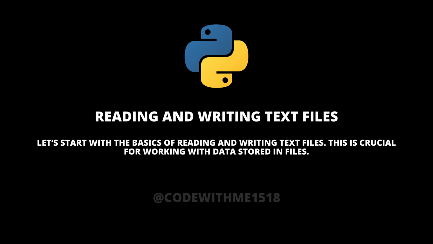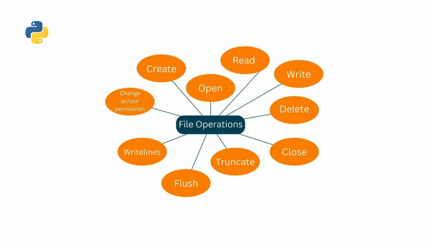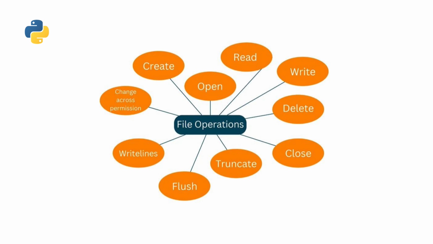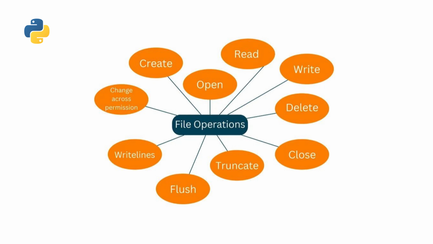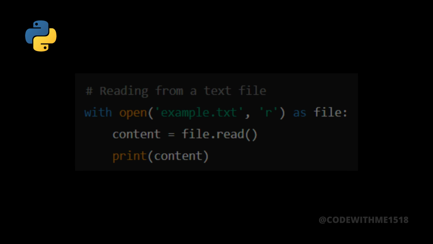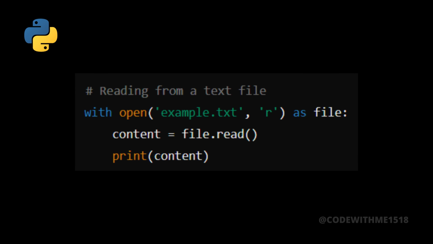Let's start with the basics of reading and writing text files. This is crucial for working with data stored in files. Here's how you can read from a text file. In this example, we use the open function to open a file in read mode, R. The with statement ensures the file is properly closed after its block of code is executed.